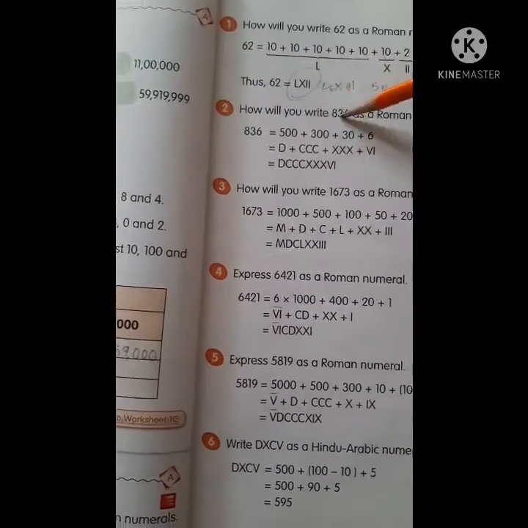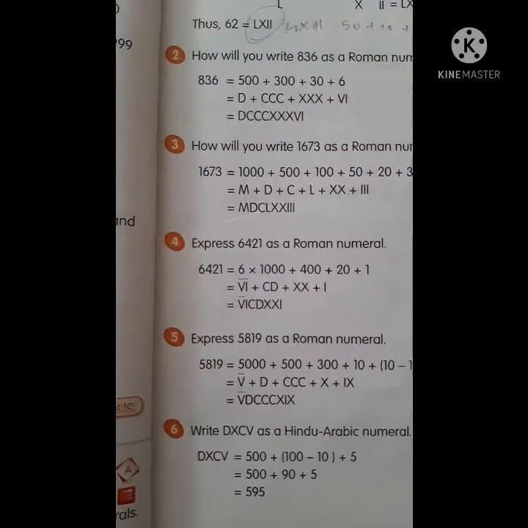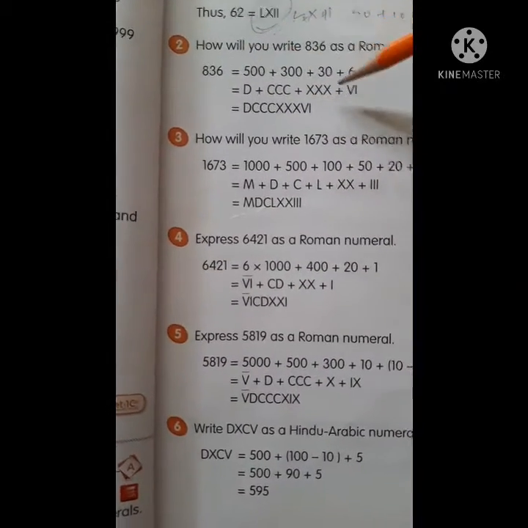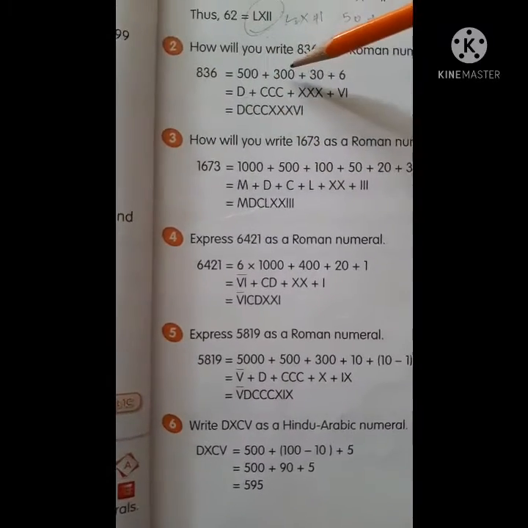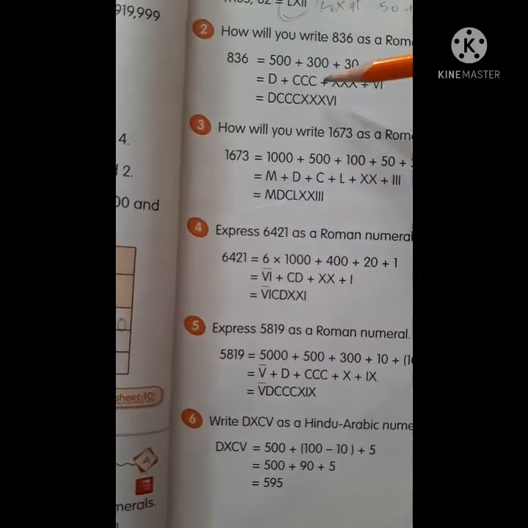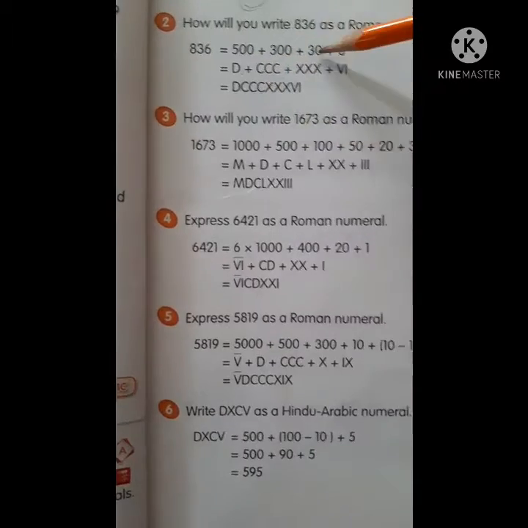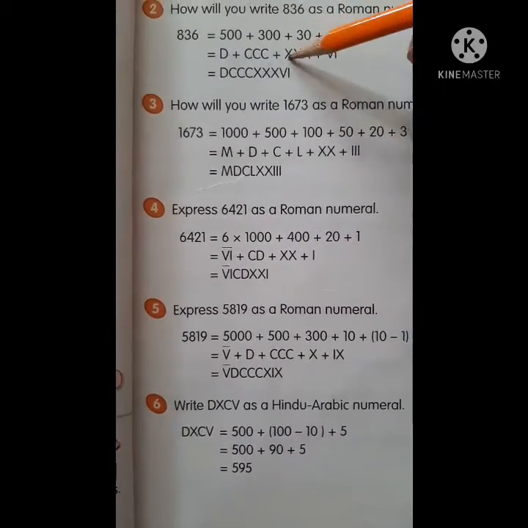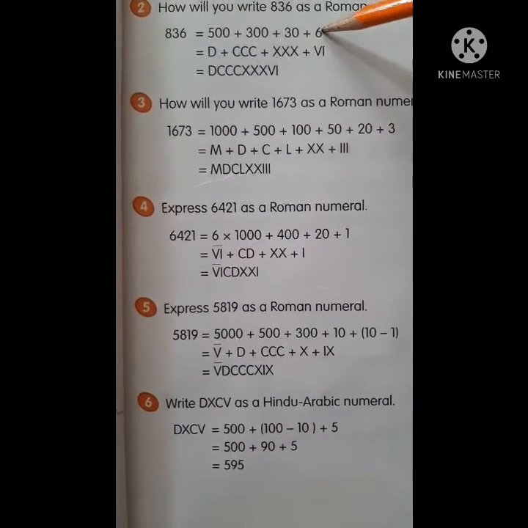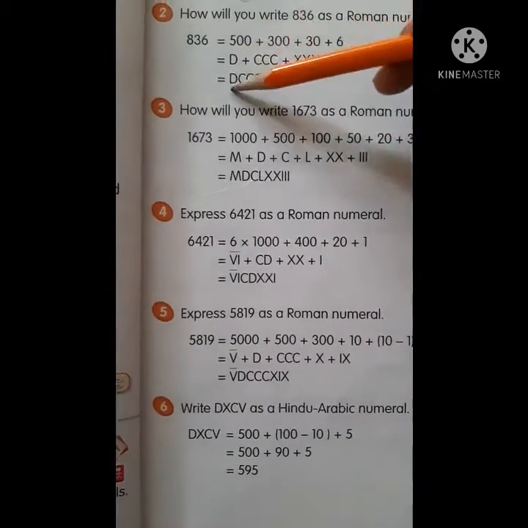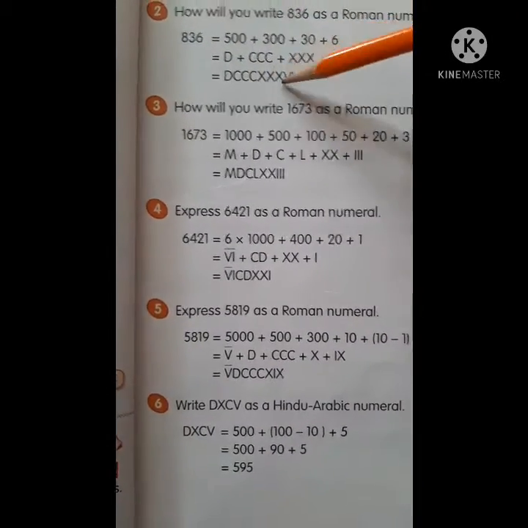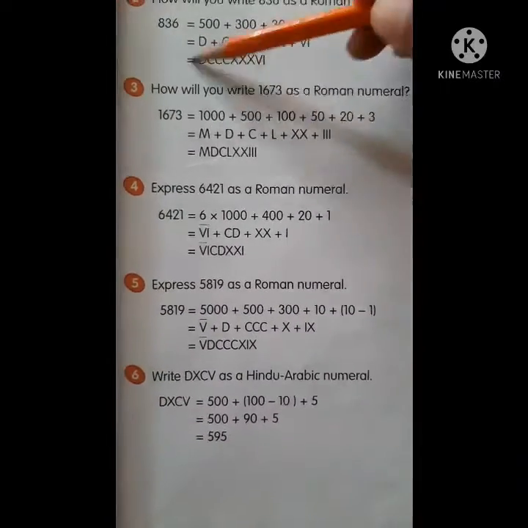In the same way, how will you write 836 as a Roman numeral? First 500 plus 300 plus 30 plus 6. So 500 is D, you can see in the chart. For 100 it is C, so 300 will be 3C. For 10 it is X, so 30 will be 3X. For 5 it is V, and for 1 it is I. So it will be D plus 3C plus 3X plus V plus I. So our answer will be this.